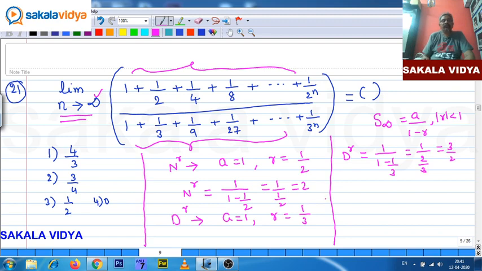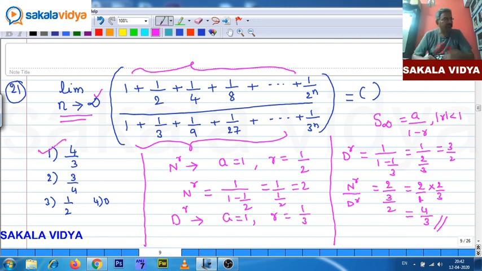So now the required limit is the value of the numerator by the denominator. So numerator is equal to 2 upon 3 by 2. So this we can write 2 by 1 into 2 by 3. So this will be 4 by 3. 4 by 3 is the required limit. So first option.